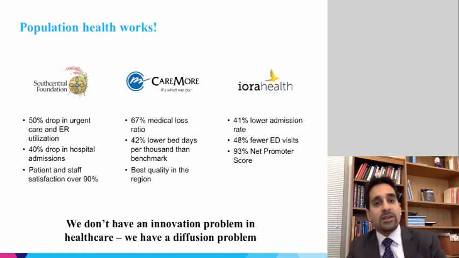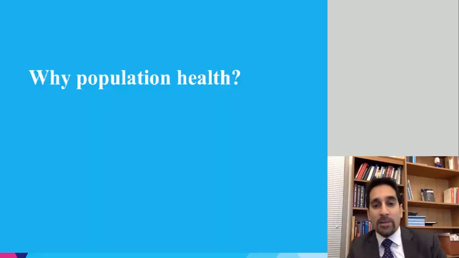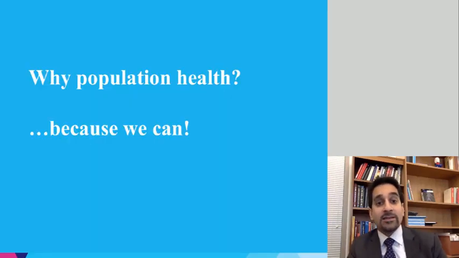There's been plenty of innovation on what can help drive success in a population health model. What we have is a diffusion problem. And through this course, what we're going to cover is the structural elements of why that diffusion problem exists, as well as what we can do to actually drive change at scale. One of the challenges with these three organizations is they're all small. They've only done it in a couple of different markets. Together, they serve only a few 100,000 patients nationally. So why population health? Because we can. Because it's possible.